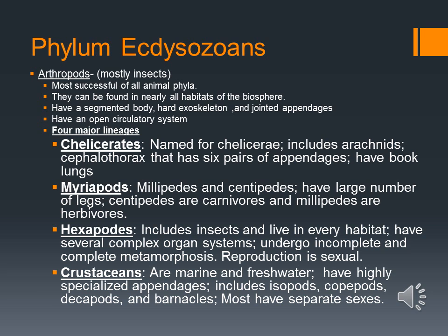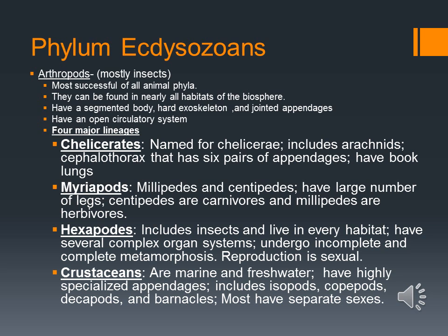The second lineage is the myriapods, which include the millipedes and centipedes. They have a large number of legs. The millipedes have many legs with about 2 pairs per trunk segment, and the centipedes have 1 pair of legs per trunk segment. The millipedes are herbivores, and the centipedes are carnivores.